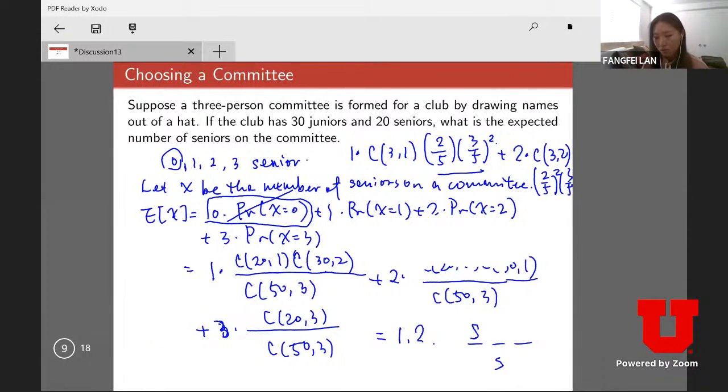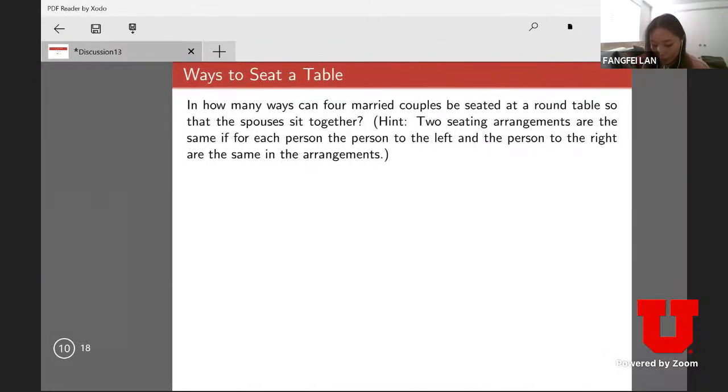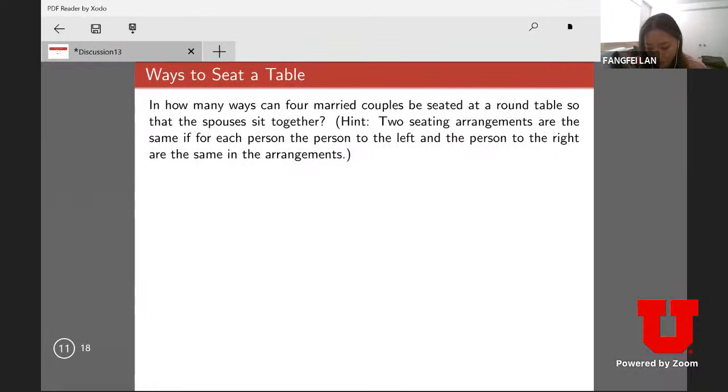Okay, this is a pretty hard problem, but I think it's kind of fun, and I hope that I can explain it well enough for people to understand. But let's try it. In how many ways can 4 married couples be seated at a round table so that the spouses sit together?